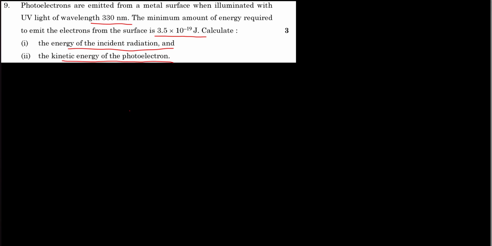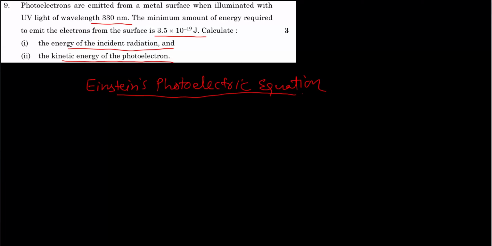Okay, so let's start. This question is based on Einstein's photoelectric equation. This is a very famous equation, and because of this explanation of the photoelectric effect, Einstein got his Nobel Prize in 1921 or 22, I don't remember exactly. Anyways, if you know Einstein's photoelectric equation, it's very well. But if you don't, you can watch one of the videos I have made on the photoelectric effect, where I have introduced and explained Einstein's photoelectric equation. Anyways, let me write it.